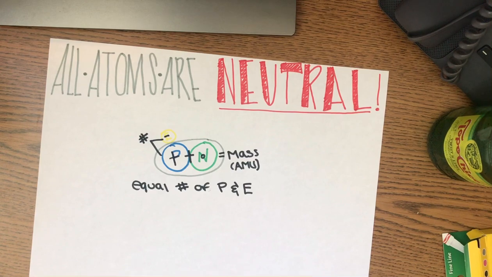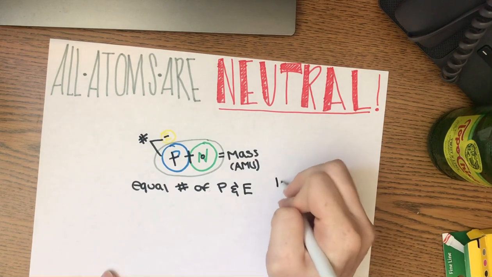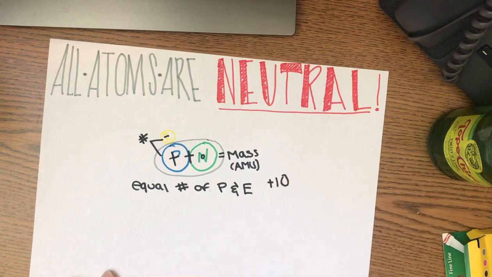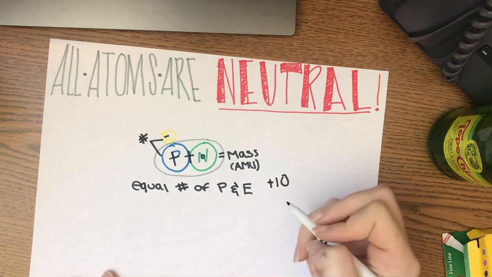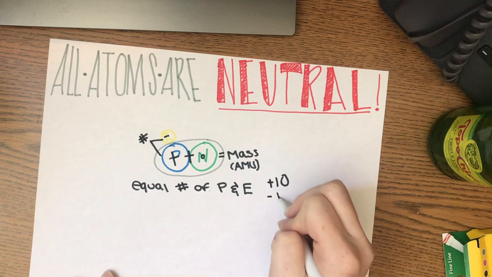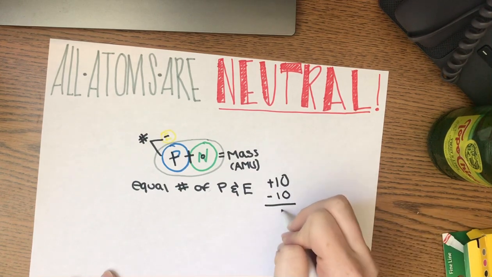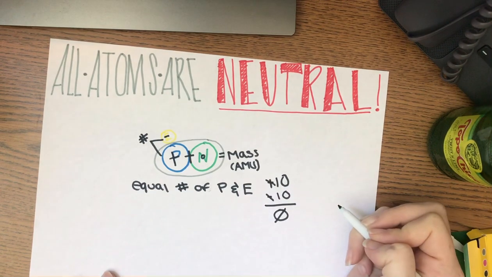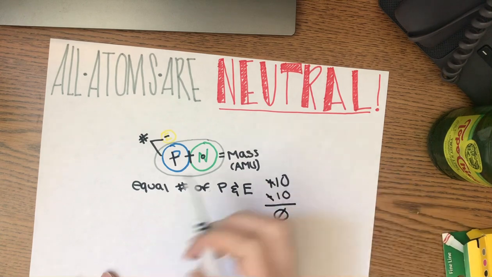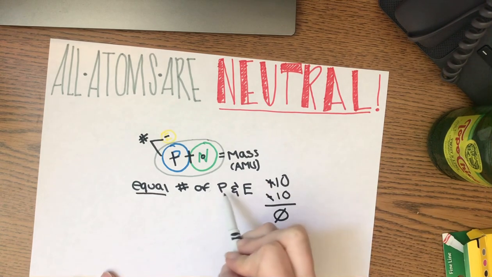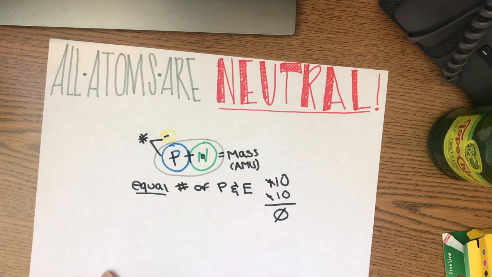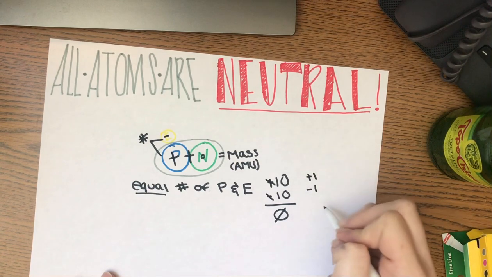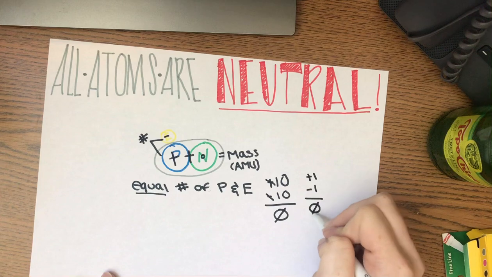The reason that our atom is neutral is because if we have, let's say, 10 protons, 10 positive subatomic particles, and then we have 10 electrons, we end up with no charge, no positives, no negatives. In every single atom that we look at, we are going to have an equal number of protons and electrons. If the atom that we're looking at has 1 proton, you should already know how many electrons it has. 1. Our total would be 0.